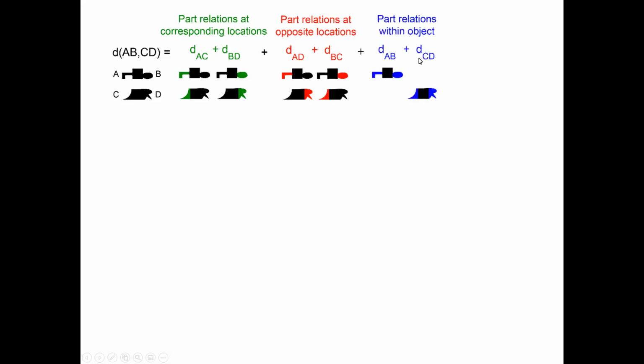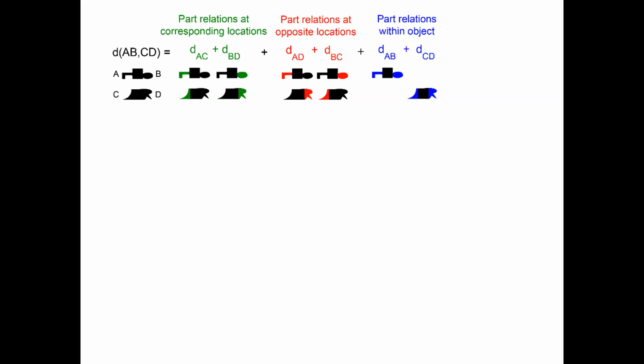Right. And then the third group, just for completeness, is the part relation or the dissimilarity between parts of the same object. That is, there's some kind of comparison process that compares the two parts of the same object. And so it turns out that all of these terms are actually required, and the model performs really great.